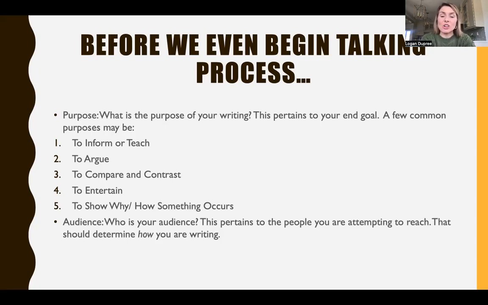The second thing that you're going to be thinking about is audience. Who is your audience? And this pertains to the people that you are trying to reach through your written work. And that should really determine how you're writing and through what method. And that really plays into the vernacular or the diction that you will be using.